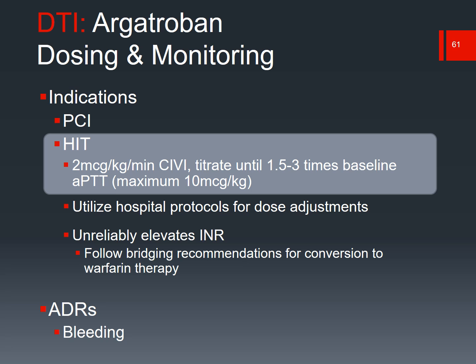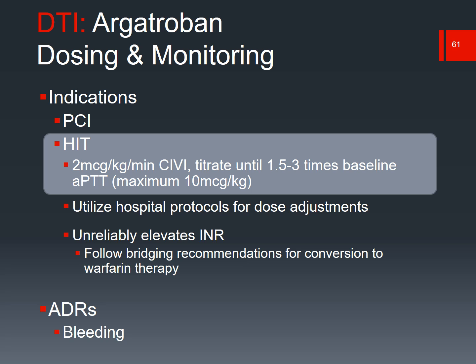It can be used in PCI, and specifically for this assessment and for our understanding in the treatment of HIT, we would prefer to use argatroban in a HIT-positive patient. So a patient who has experienced heparin-induced thrombocytopenia, they have an elevated 4T score, they may have confirmed with an ELISA test or with an SRA test, then we would immediately discontinue their heparin product and we would initiate argatroban.